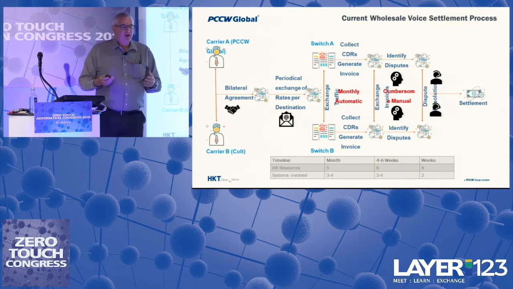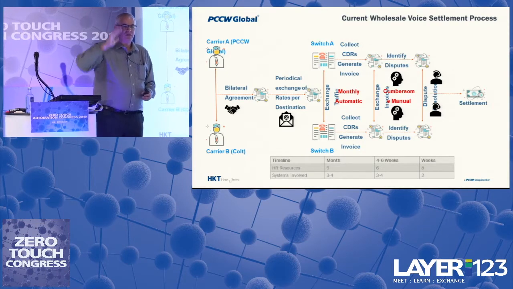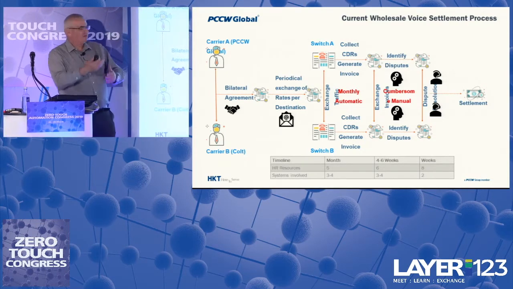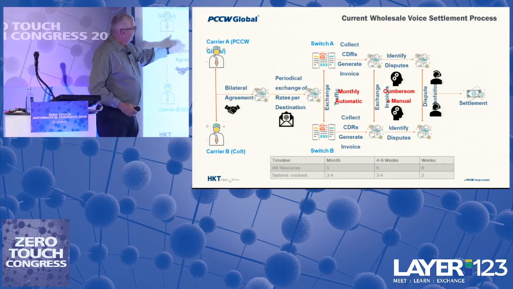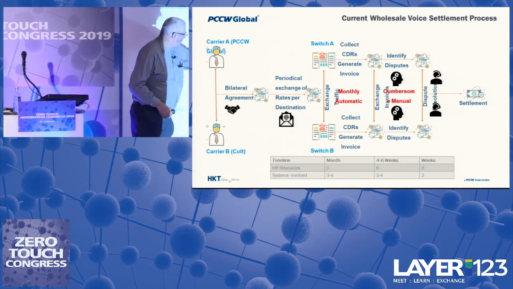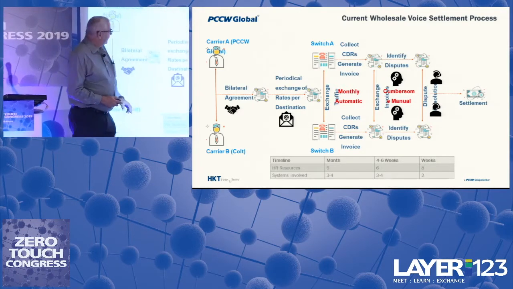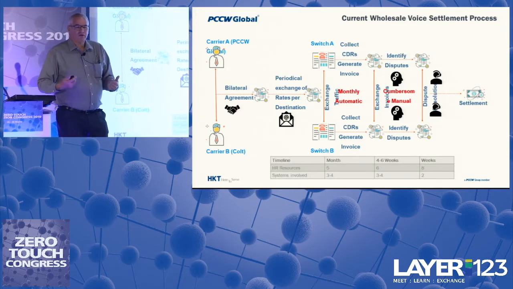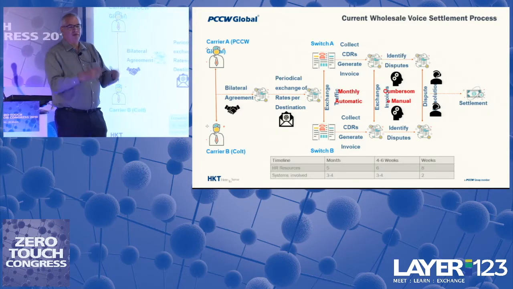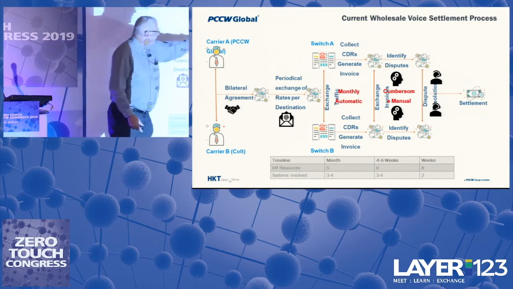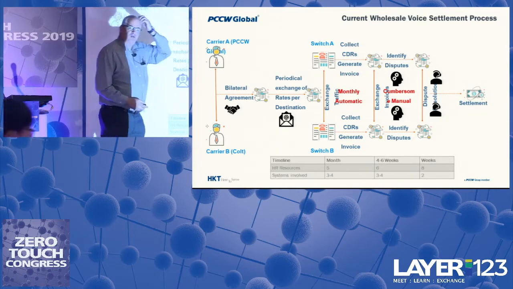All you need to do is define a list of destinations, and then you have a rate per minute of traffic to that destination. You simply exchange that rate every month or every week, and you load that into your switch, and then you start exchanging traffic, and then you automatically collect all the records, all the calls, you calculate their length, and you end up with an invoice. And that's where the automation stops, and we receive invoices.